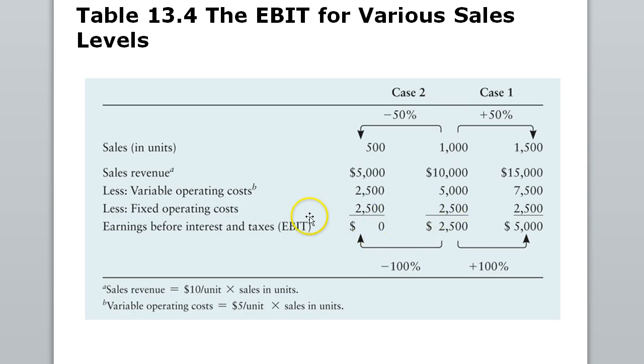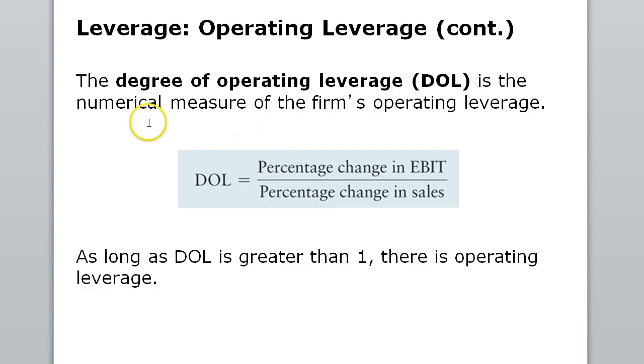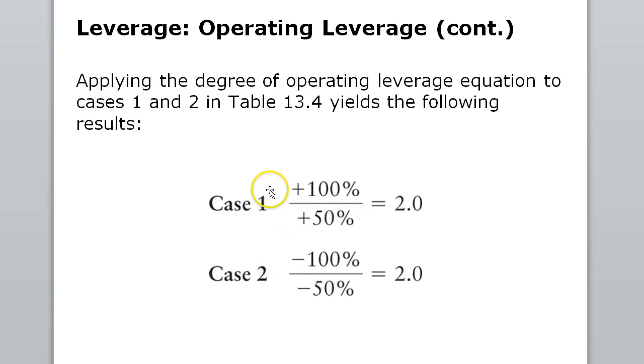Okay, so how do you calculate the degree of operating leverage? Well, it's a numerical measure of the firm's operating leverage. So we can look at the percentage change in EBIT divided by the percentage change in sales. So we know that the percentage change in EBIT was 100% and the percentage change in sales was 50%. So that would denote a degree of operating leverage of 2. And as long as the DOL is greater than 1, there's operating leverage. So in both cases, if we go up to 1,500 posters, it's an operating leverage of 2. If we go down to 500 posters, it's an operating leverage of 2 for Cheryl's posters.